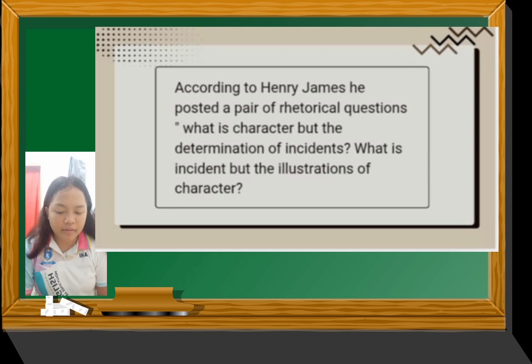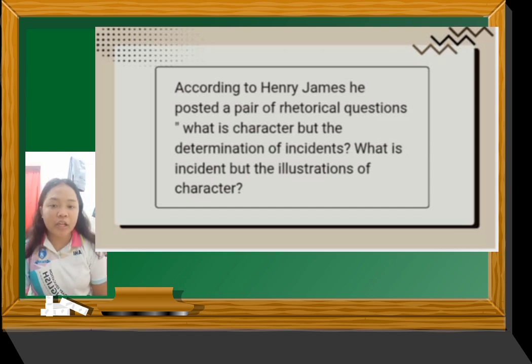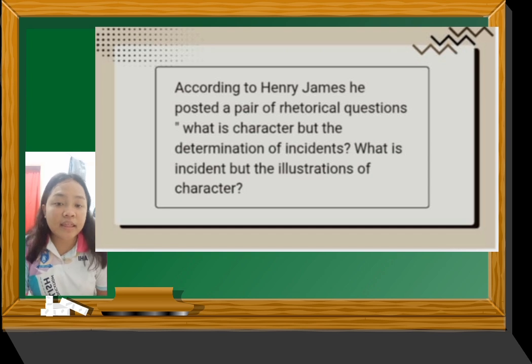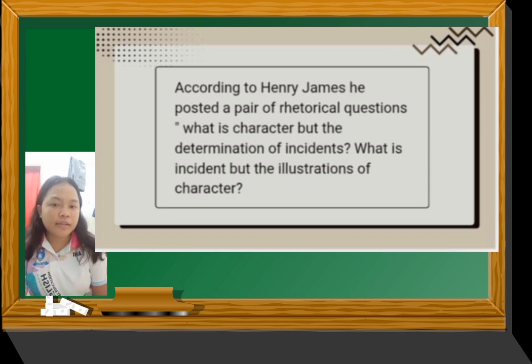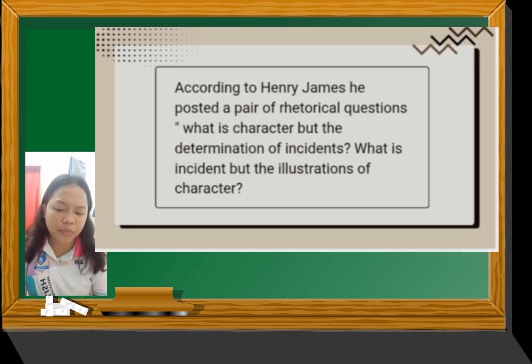James' statement highlights that a character's action and the events they experience are not separated but are interconnected and natural, illuminating. So Henry James highlights the deep interdependence between the character and plot. So let's break down the rhetorical question first. What is character but the determination of incident?